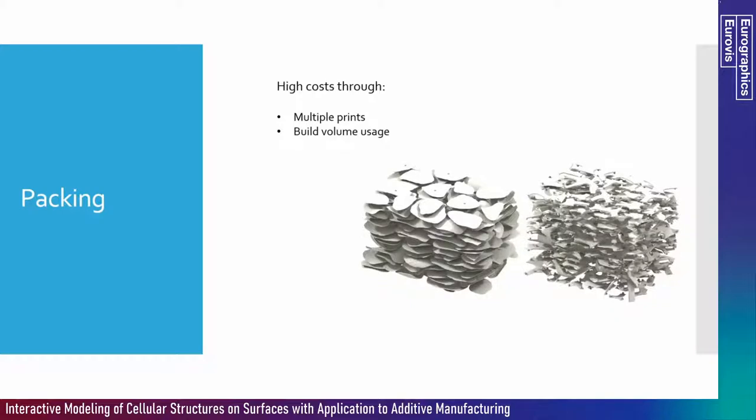Used build volume and the number of batches to print have significant influence on printing costs. For our printing scenarios, we use multi-jet fusion, which doesn't require support structures. Because of this, and the fact that our skeleton is split into small parts, and we produce potato chip-like shells, we can pack everything tightly into the build volume. This reduces the printing cost immensely.